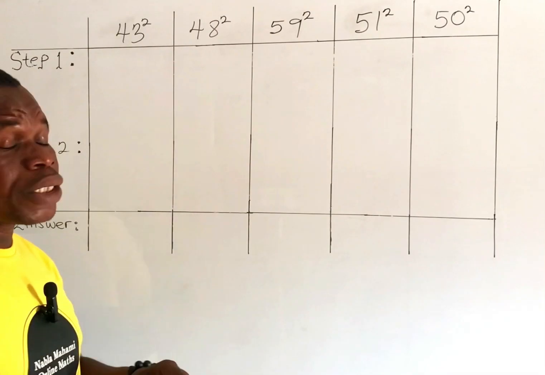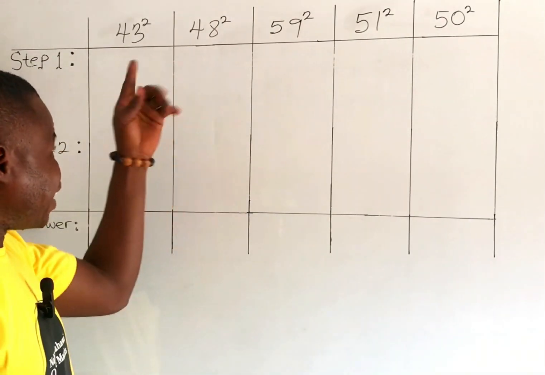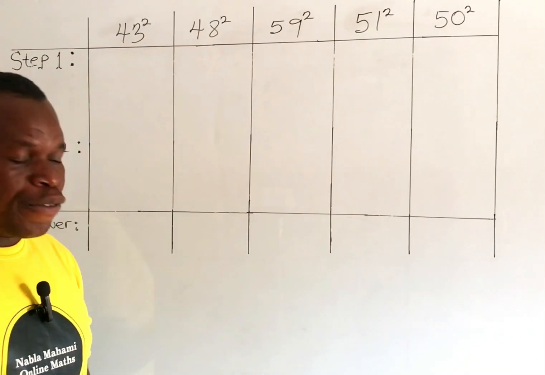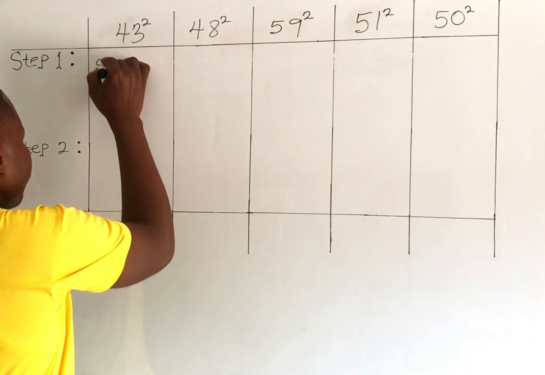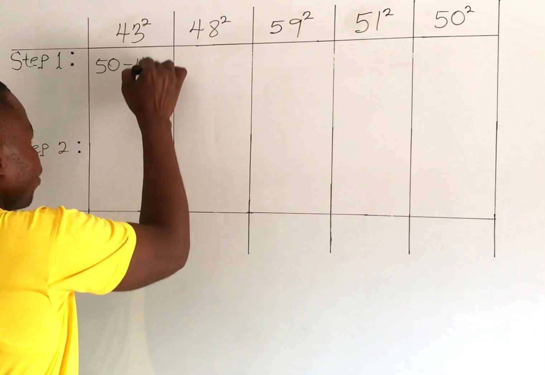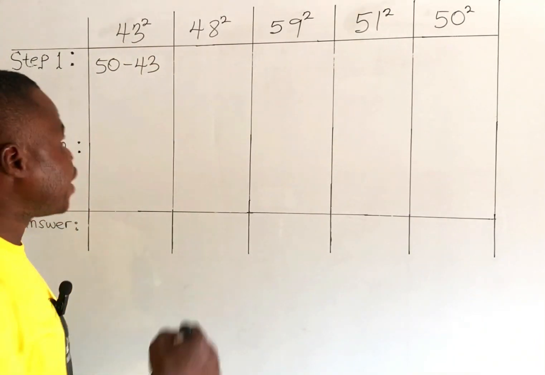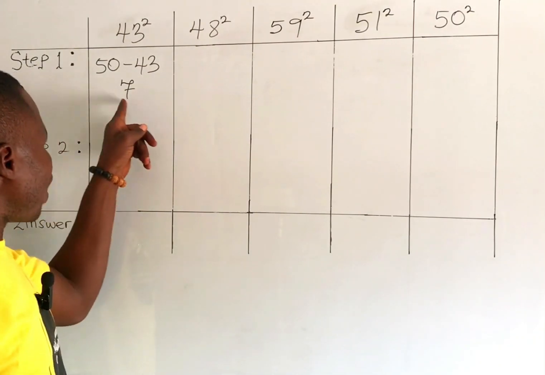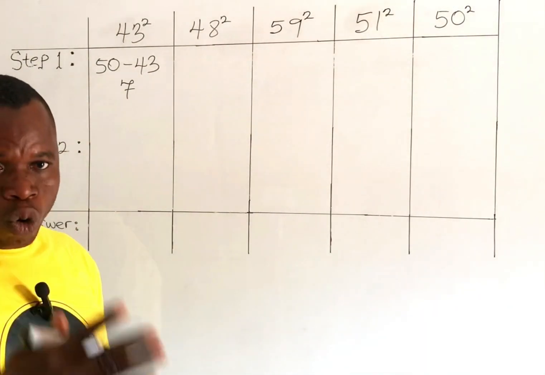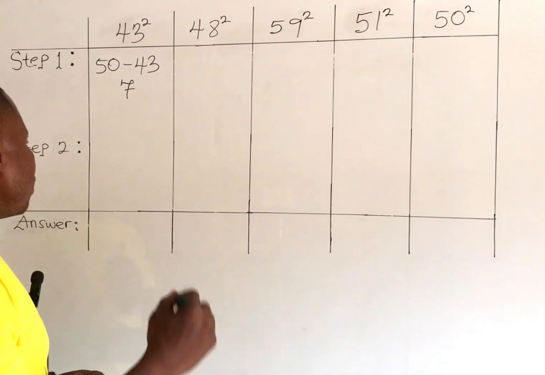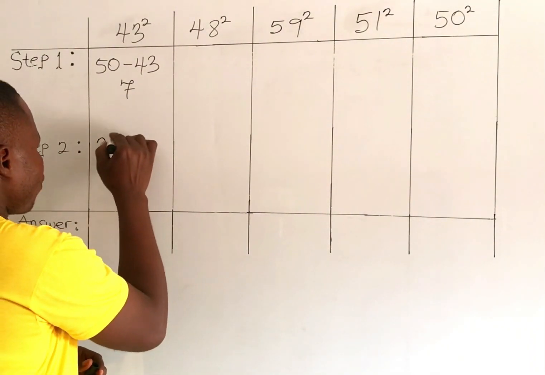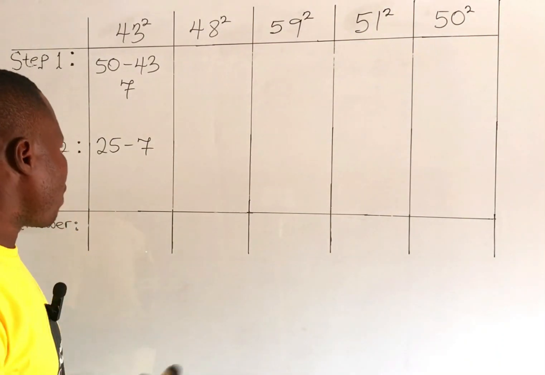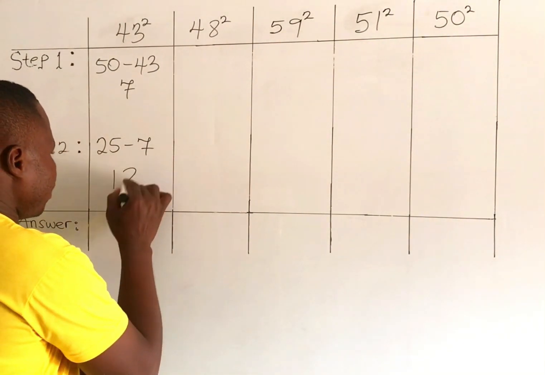And you can see that 43 is closer to 50, but it's lesser than 50. So we are going to subtract 43 from 50. So 50 minus 43 will give me 7. Then next step, subtract this result, the 7, from 25. So next step, I'll have 25 minus 7. And 25 minus 7 is 18.